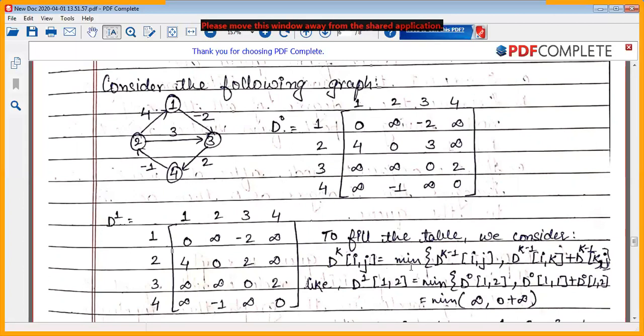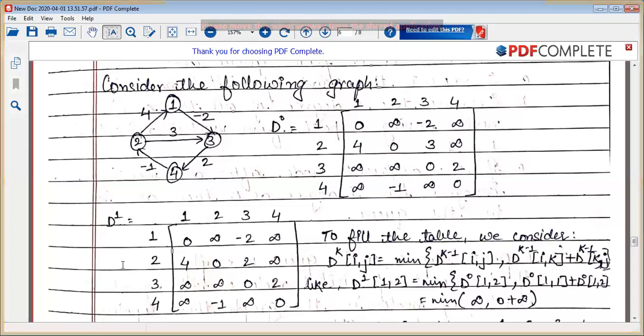So let's fill it. 1 to 1 is 0. Now this 1 represents that we are going to consider 1 as an intermediate. If I consider 1 as an intermediate, one thing will be very obvious: all the values corresponding to row 1 and column 1 will remain as they are because we are taking 1 as an intermediate. But still, if you have any confusion, we can proceed. So 1 to 1 is 0. There is no change in the diagonal elements throughout this process.